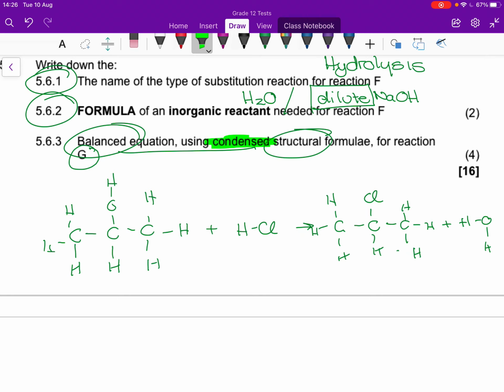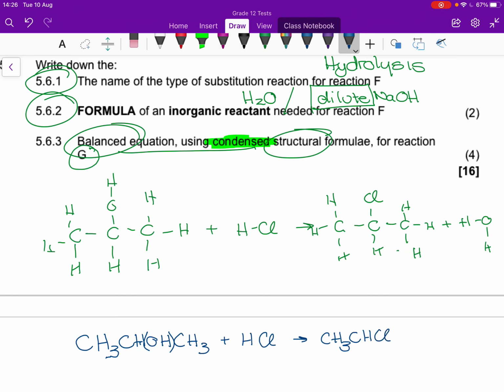Condensed structural formula. So it needed to be written like this. CH3, CH, OH, CH3. Okay, and you could put the OH in brackets, that's fine. Plus HCl gives me CH3, CHCl, CH3, H2O. That's my condensed structural formula.